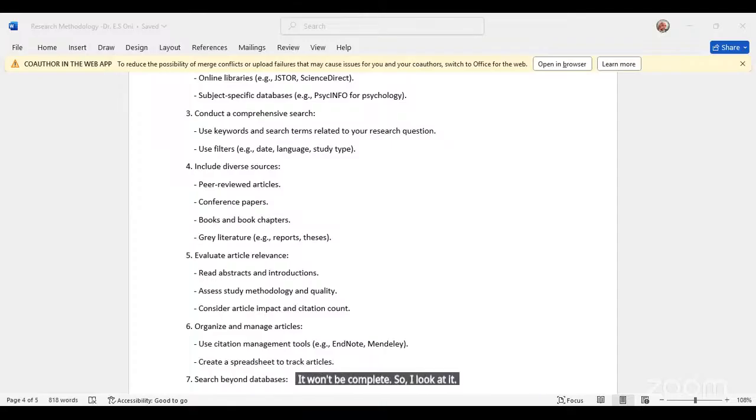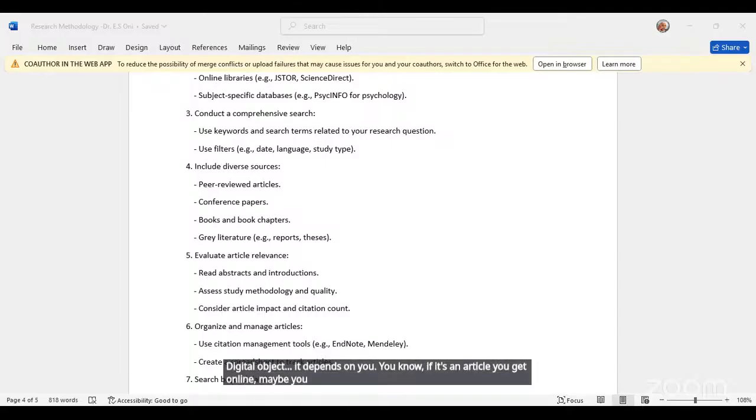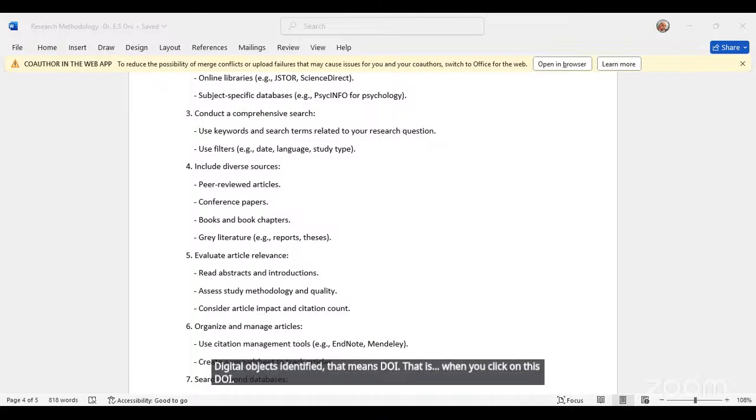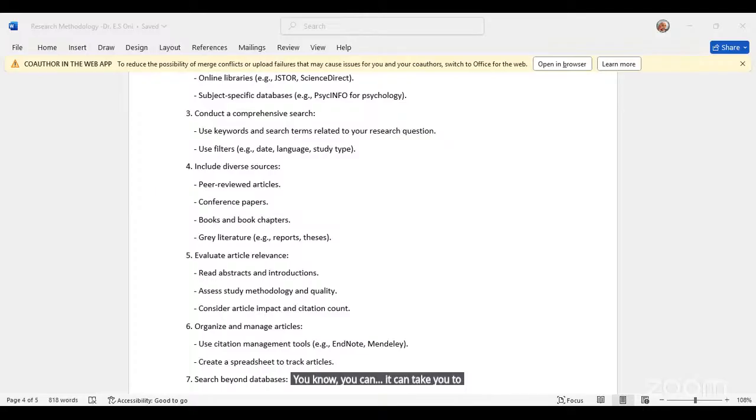Then what they call the digital object identifier. It depends on you. If it's an article you get online and you cannot find the page, I advise that you put the digital object identifier. That means DOI. When you click on this DOI, it can take you to the site where the information was gotten from. Digital object identifier. All right.